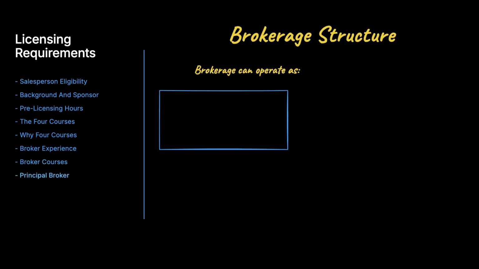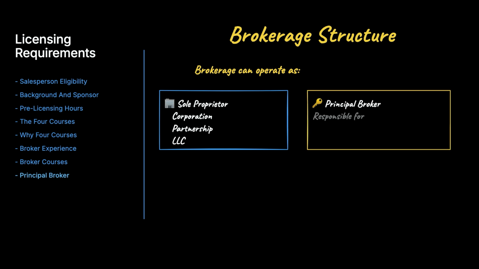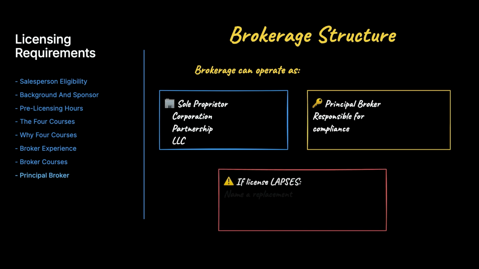One more broker concept the exam likes: a brokerage can operate as a sole proprietor or as a licensed entity, like a corporation, partnership, or limited liability company. Each brokerage must designate a principal broker responsible for compliance. If that principal broker's license lapses, the brokerage must name a replacement or stop operating.